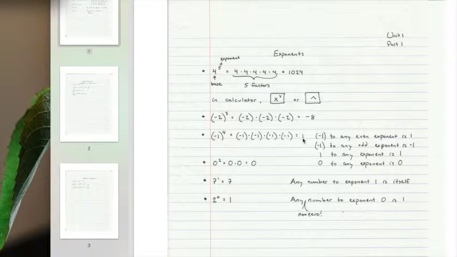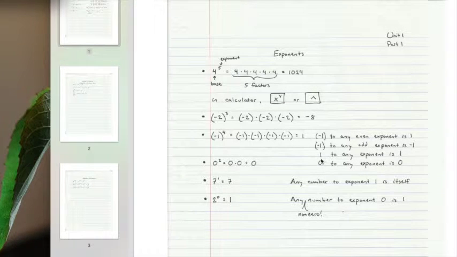So there are some rules that result from this. -1 to any even exponent is 1. Those even numbers allow the buddies or the pairs to cancel each other out. -1 to any odd exponent is -1 because there's always going to be one factor left without a buddy to cancel out its negative, resulting in a negative evaluation, a negative answer.